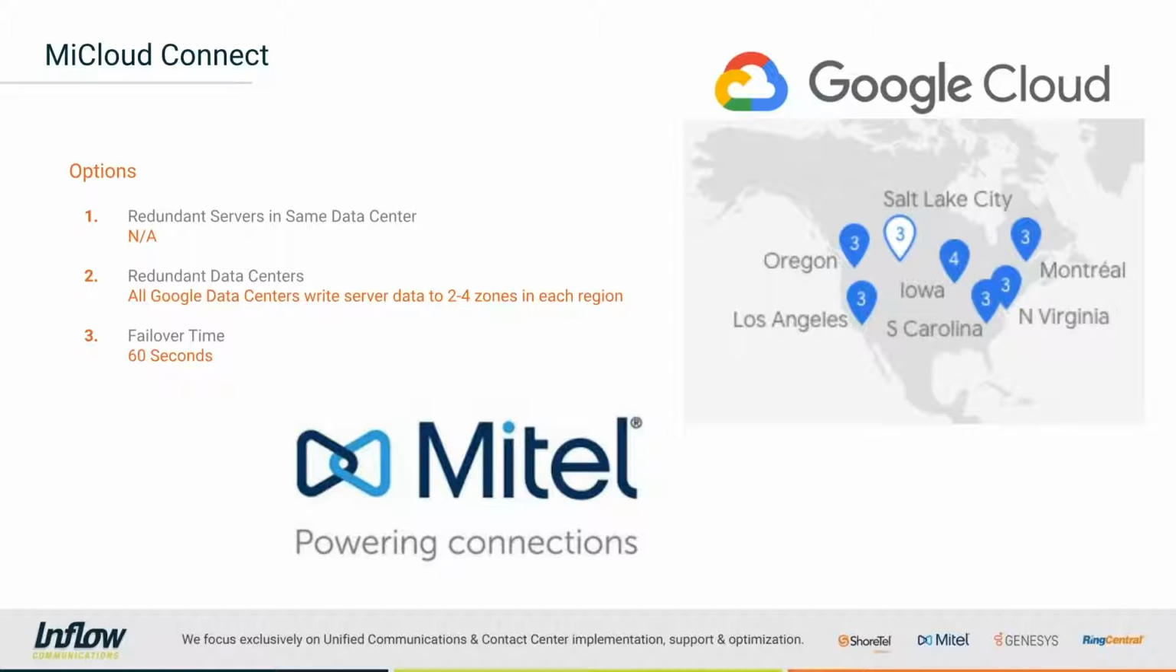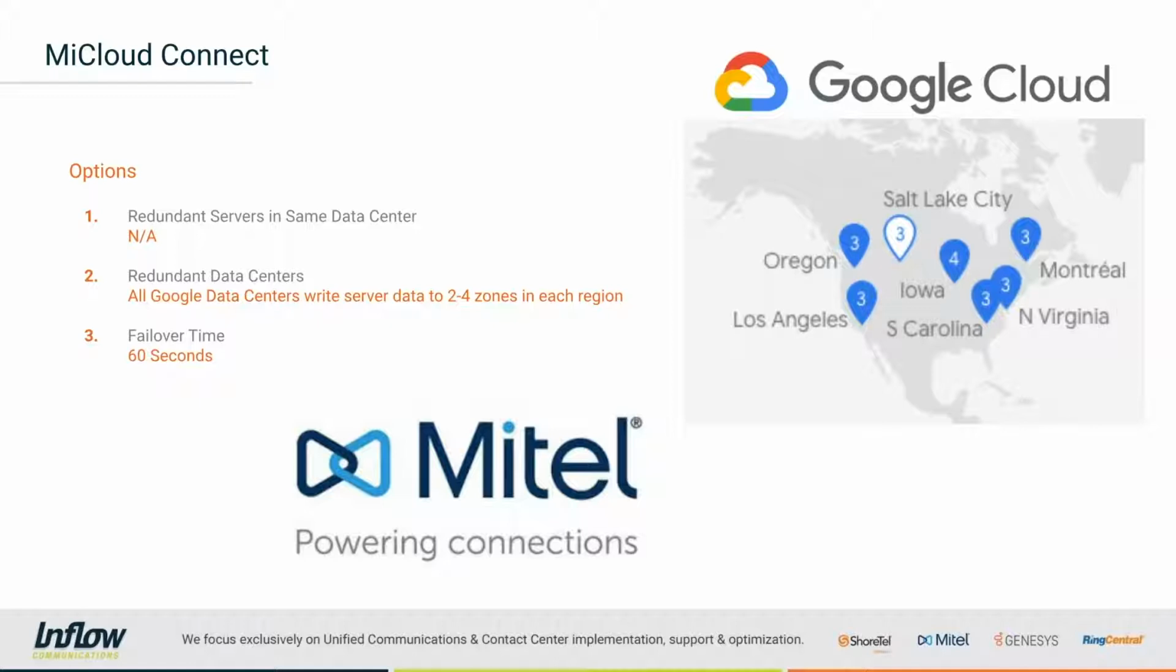So this was a huge improvement from the previous MiCloud Connect data center, where they had a primary data center in Dallas and a backup in Chicago. So they only had 2 data centers available to them previously. Now they have a lot more capabilities that they can put into different regions based on where your company is based and everything, and have quicker failover.